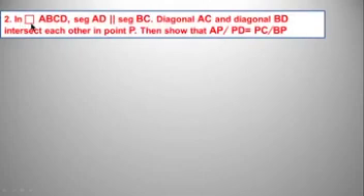Example number 2. In quadrilateral ABCD, segment AD is parallel to segment BC, diagonal AC and diagonal BD intersect each other in point P, then show that AP divided by PD is equal to PC divided by BP. Observe this figure.